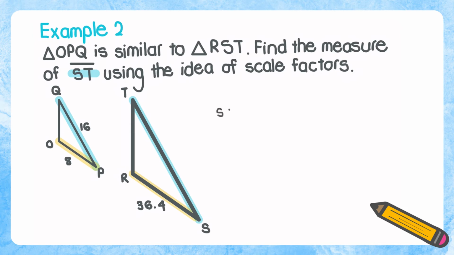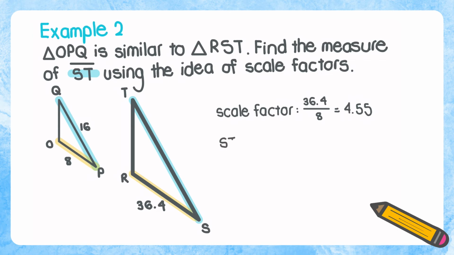So first off, let's find the scale factor. We're going to find the scale factor using the side lengths provided in yellow. So 36.4, again the second corresponding side, over 8, the first corresponding side. If we simplify this, we get a decimal value. 36.4 divided by 8 equals 4.55. So to go from the triangle on the left to the triangle on the right, we use the scale factor 4.55.